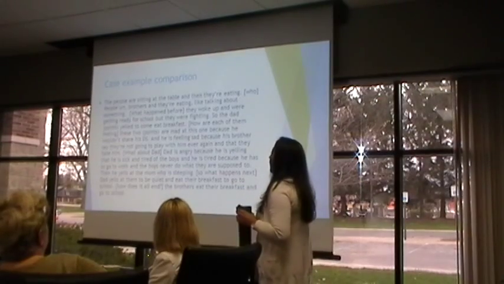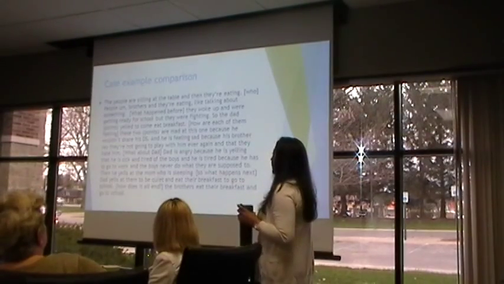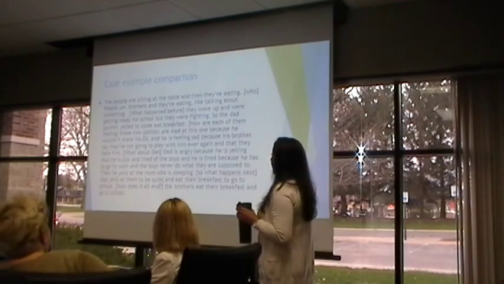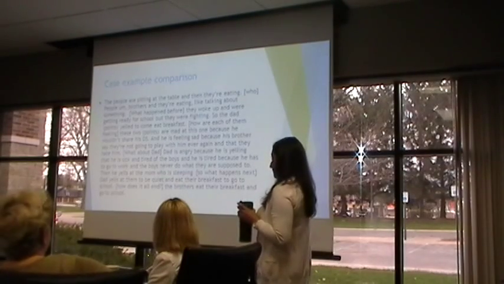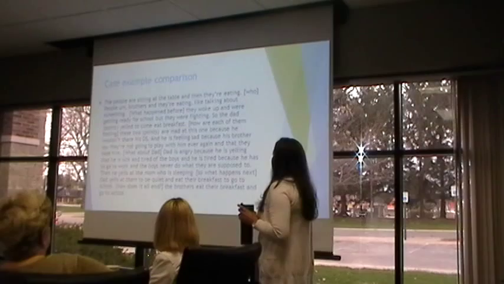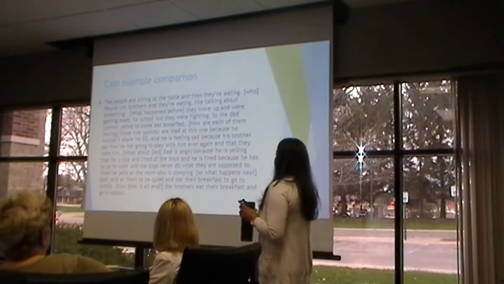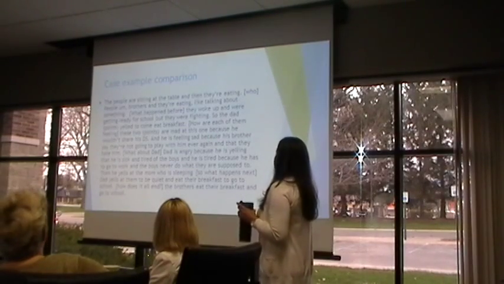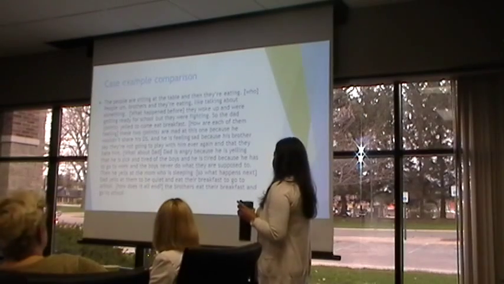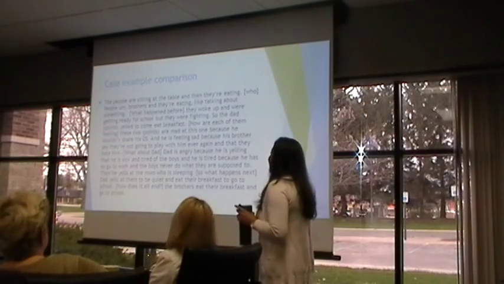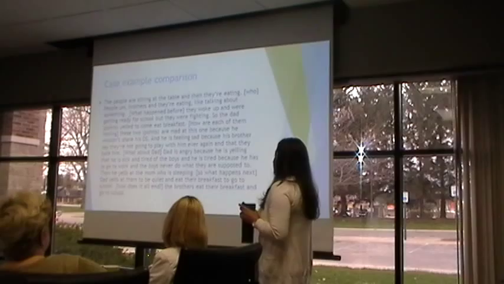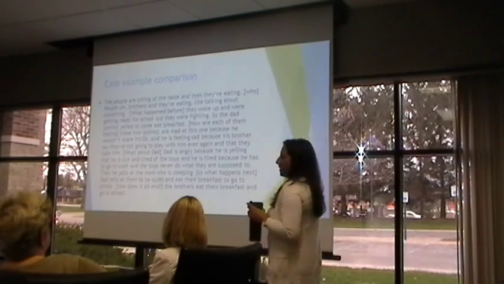How are each of them feeling? These two are mad at this one because he won't share his DS, and he's feeling sad because his brothers say they're not going to play with him ever again and that they hate him. What about dad? Dad's angry because he is yelling that he's sick and tired of the boys, and he's tired because he has to go to work and the boys never do what they're supposed to do. Then he yells at the mom who's sleeping. What happens next? Dad yells at them to be quiet, eat their breakfast, to go to school. So how does it all end? The brothers eat their breakfast and go to school.